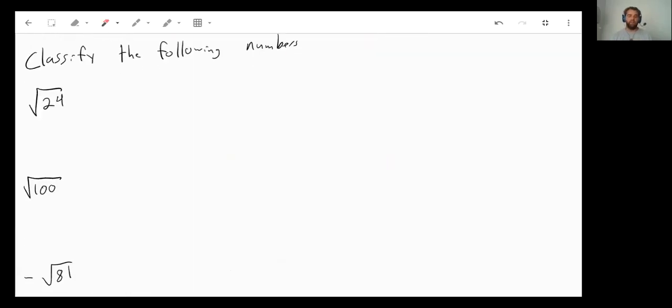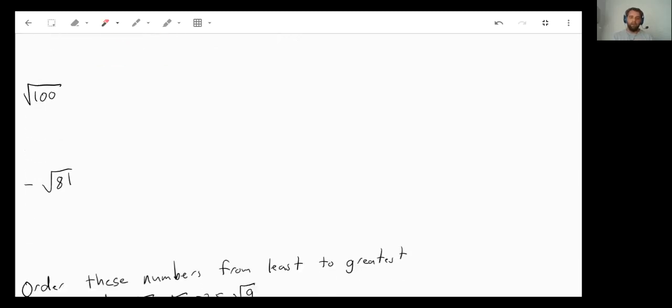So what we have to do now is classify the following numbers. The square root of 24. Does that simplify nicely? The square root of 25 would be 5, but this isn't 25, it's 24. So no, it doesn't. Since it doesn't simplify nicely, that means it's going to be an irrational number, and it's also going to be real, because all of these will be real numbers.